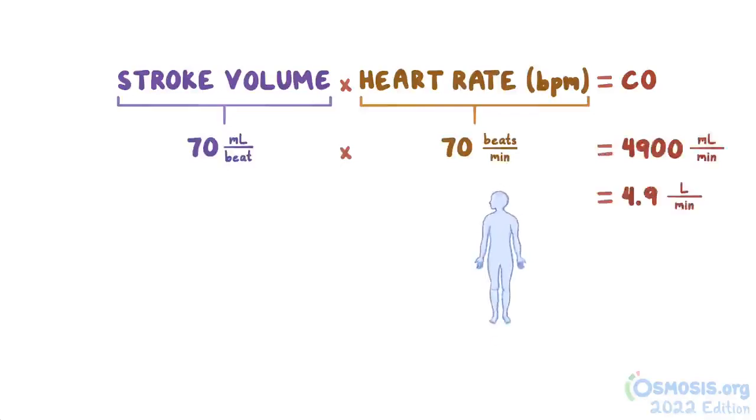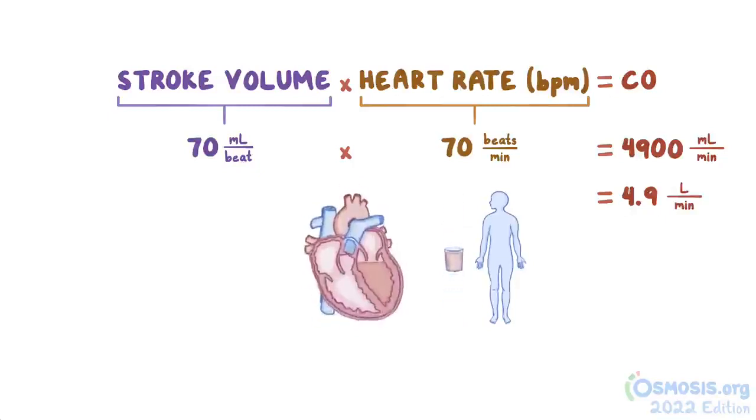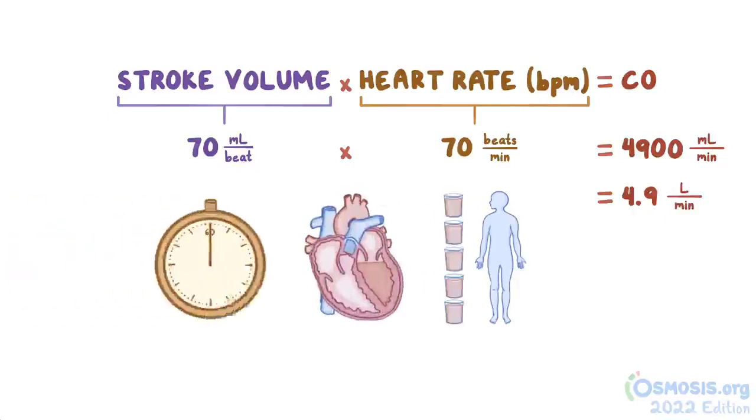Remember that a normal adult body contains approximately 5 liters of blood. So this means that every last drop of blood travels through the left ventricle at least once every minute.